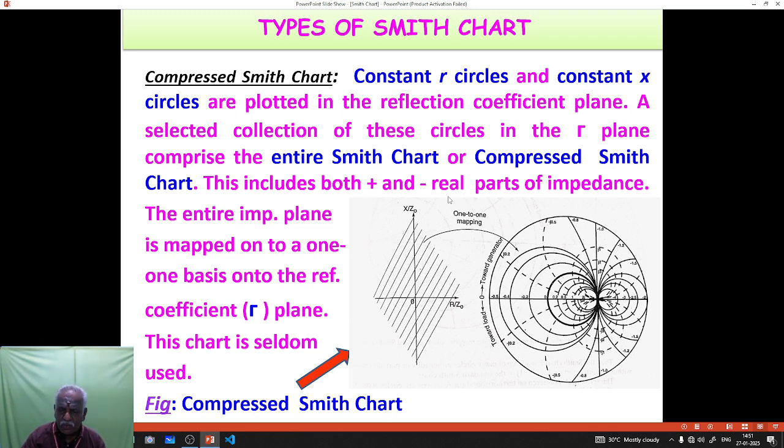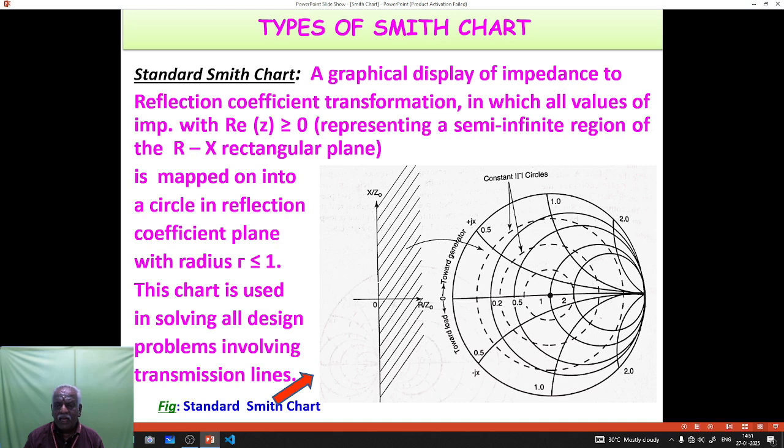This includes both positive and negative parts of the impedance, that is, the positive real part and negative real part of the resistance. The entire impedance plane is mapped on a one-to-one basis into the reflection coefficient plane. This chart is not at all used. So this chart is known as a compressed chart, and the one which is being used is the standard Smith chart.